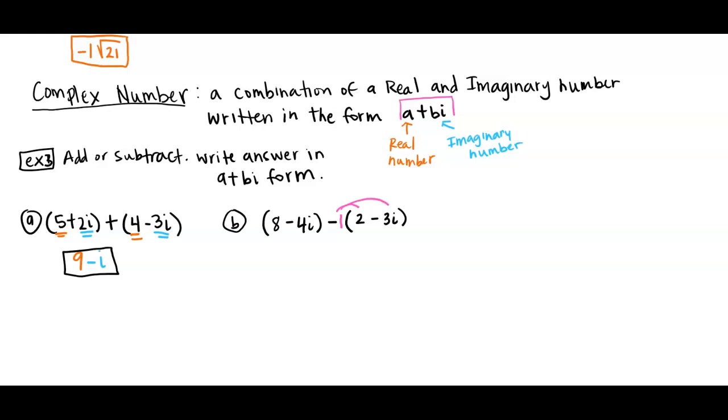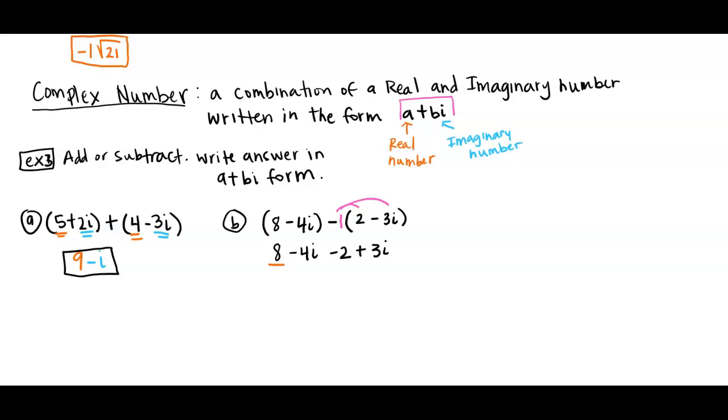So let's rewrite this down. So I've got, this part's not going to change, 8 minus 4i. And then if I distribute that negative 1 through, I get negative 2. And then negative 1 times negative 3i is a positive 3i. Okay, and now I can combine my like terms together, but you've got to remember to distribute that through like you've done on other ones, right?